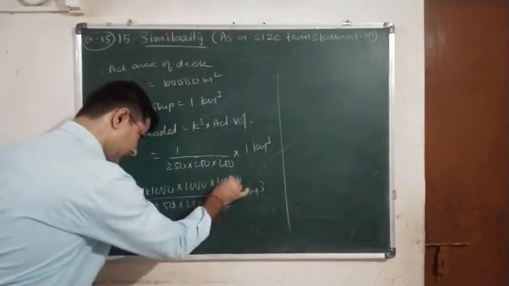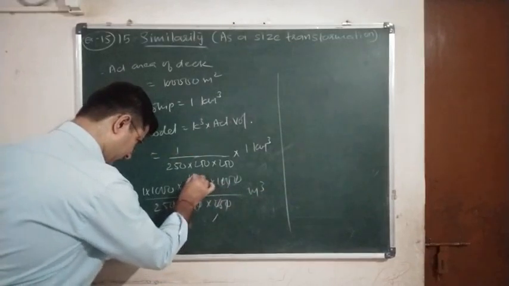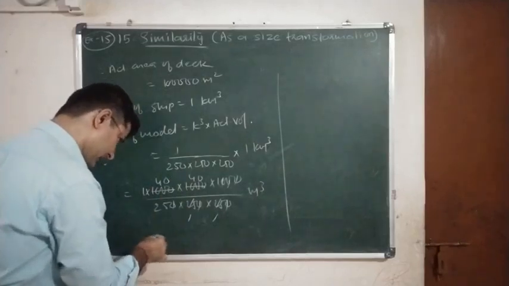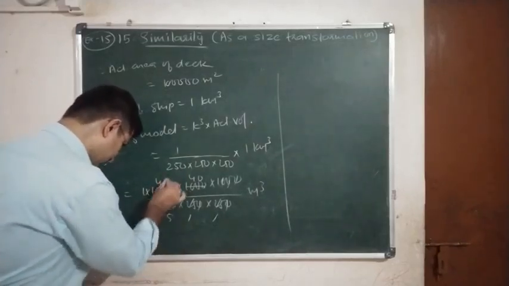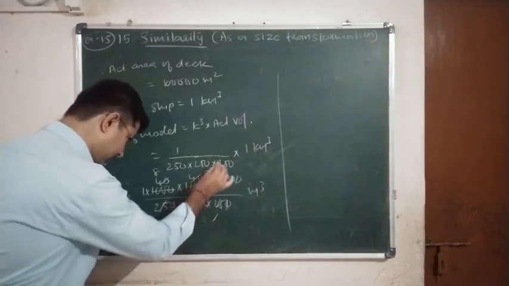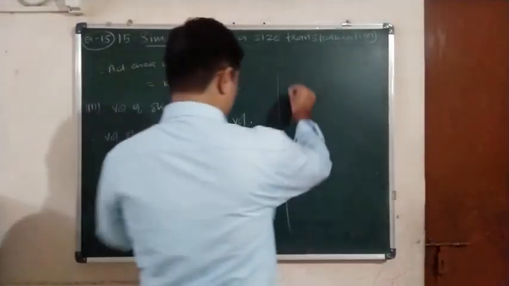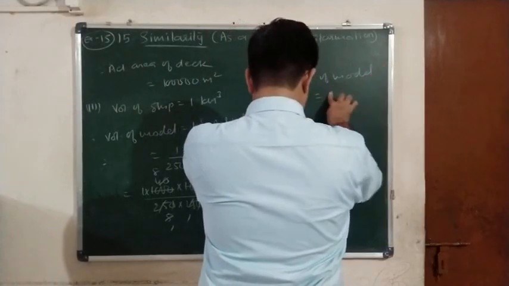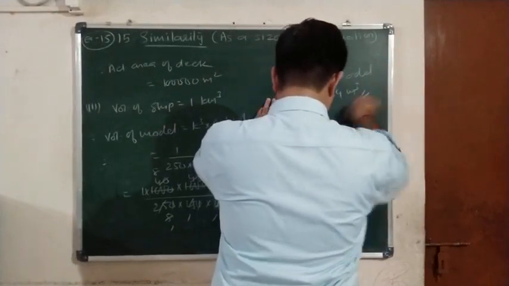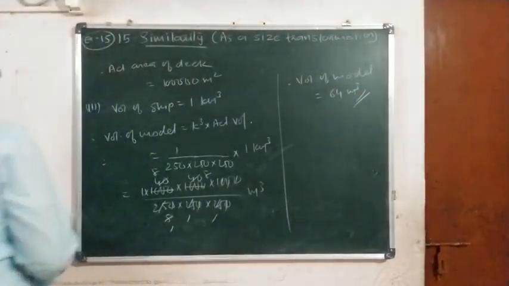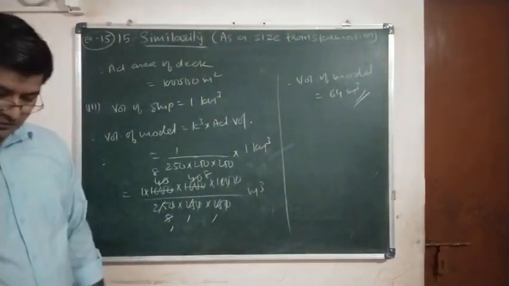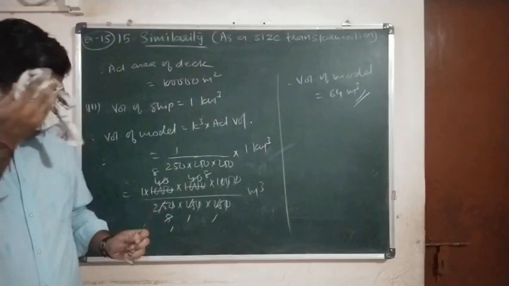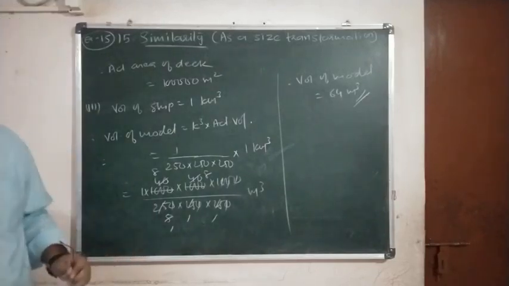1 2 3. Okay, 25 40, 25 40, 5 5 5 8, 5 1 5 8 8 8 64, and therefore volume of model is equals to 64 cubic meters. Clear? Okay, so question number 9 is also over. Now one more last question is left, so let us complete that last question of this exercise and also of this chapter.